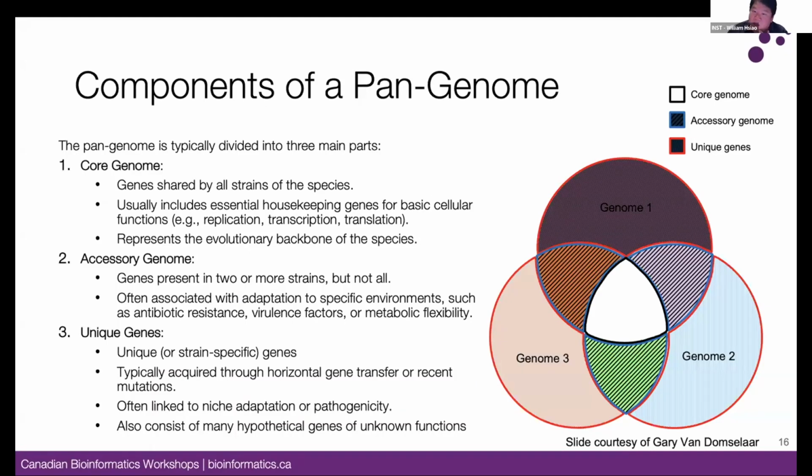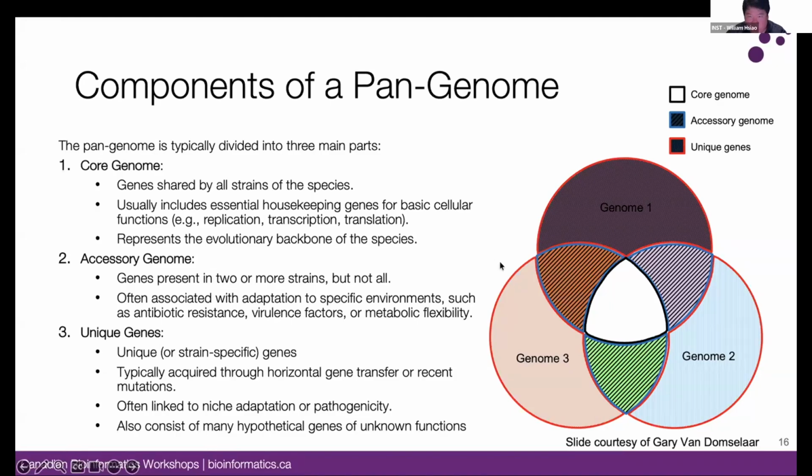So the pangenome is typically divided into three main components: the core genome, which are genes that are shared by all strains of the species. These usually include essential housekeeping genes for basic cellular functions. Then they represent the evolutionary backbone of a given species.